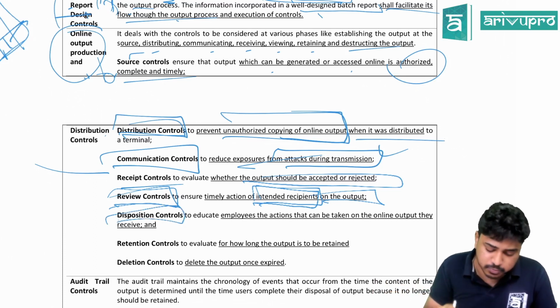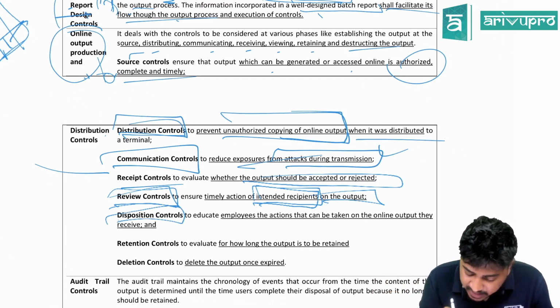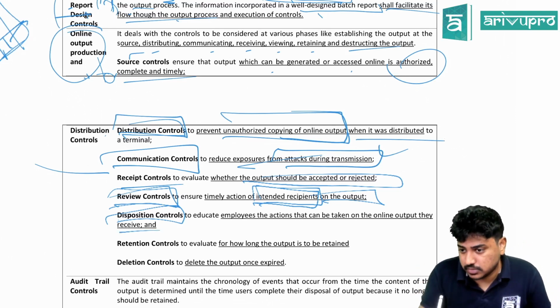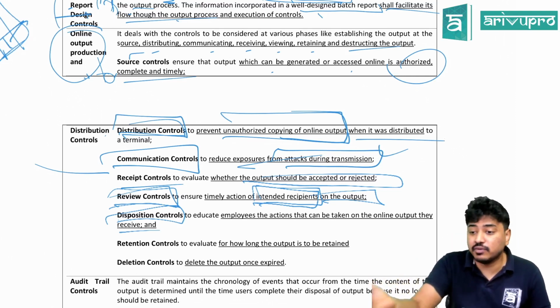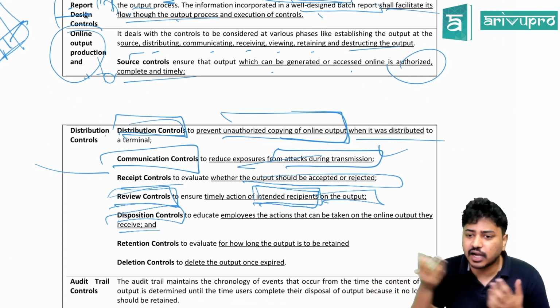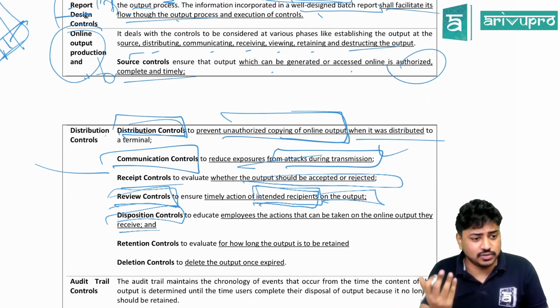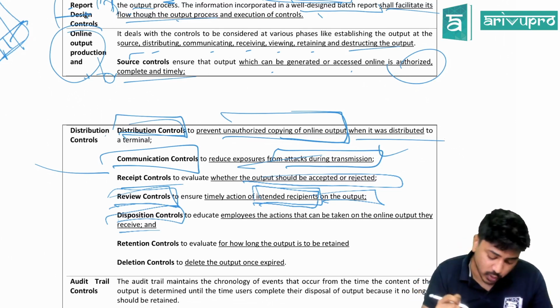Disposition control. What is disposition control? To educate employees on the action that can be taken on the online output they receive. So educate the employees. This is called disposition control. What can happen when you get unknown or unauthorized data online? When you go to a computer, someone sends a mail, you download the feature and start using it. If you educate, he will not do that.